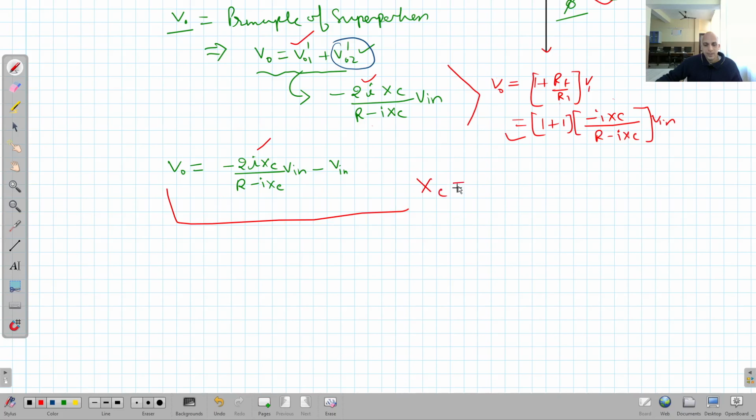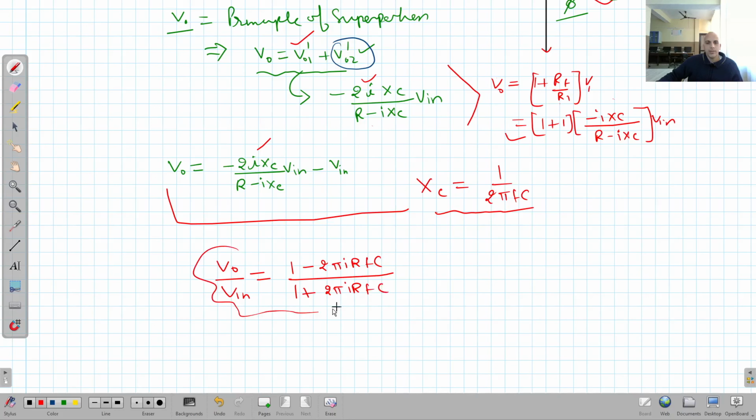What is XC? It is 1 upon 2 pi FC, capacitive reactance. Clear? We have done all these things in the case of low pass filters. So when you simplify, you will get V output upon V input is equal to (1 minus 2 pi iota RFC) upon (1 plus 2 pi iota RFC). So this is the expression that we got after simplifying this and putting the value of this.